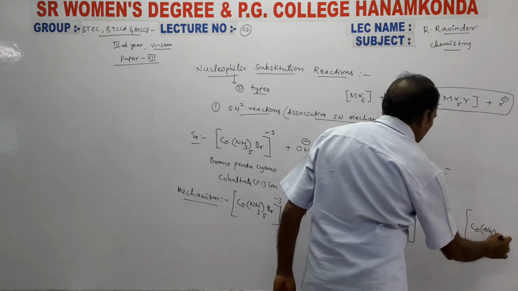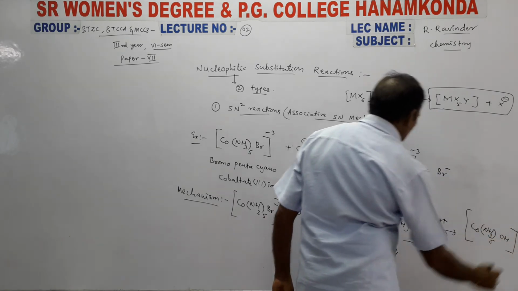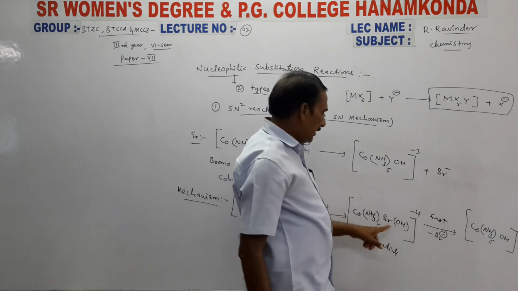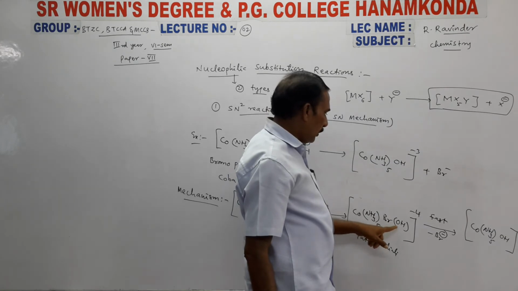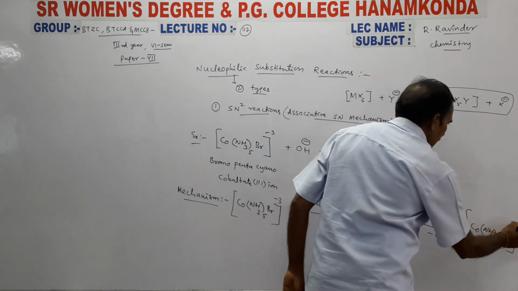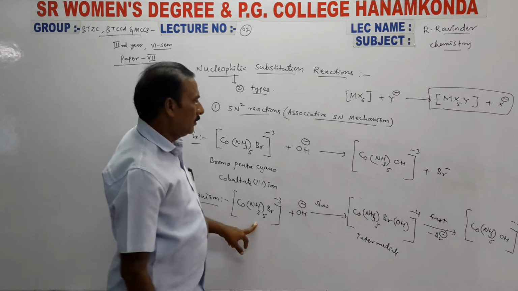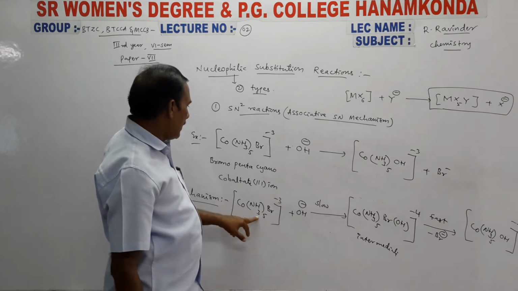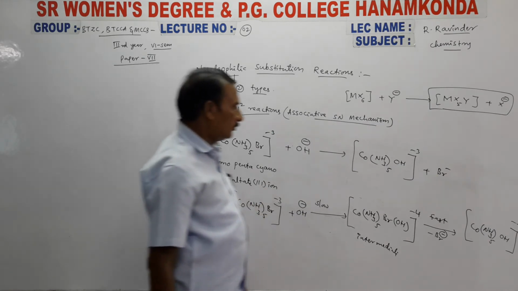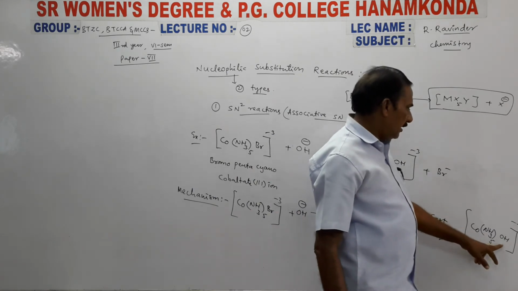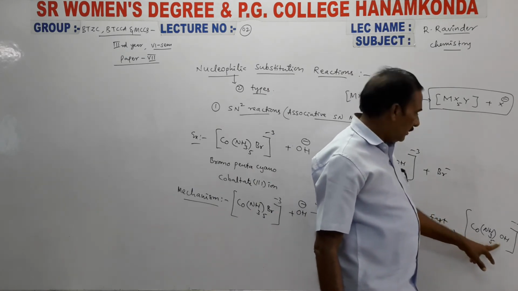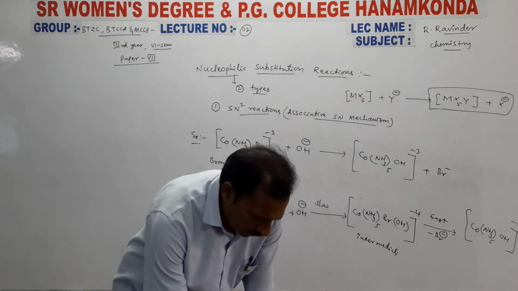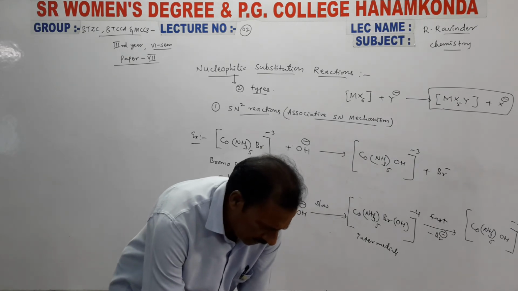Here the oxidation state is minus 4, but since there is no bromine, it has the same oxidation state as the reactant molecule. This is the bromopentacyanocobaltate 3 ion, and this is the hydroxopentacyanocobaltate 3 ion. This is the best example for the SN2 reaction mechanism.